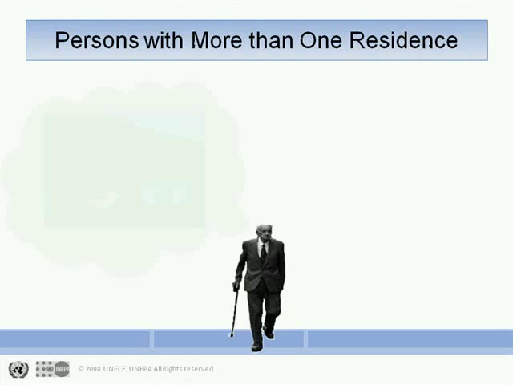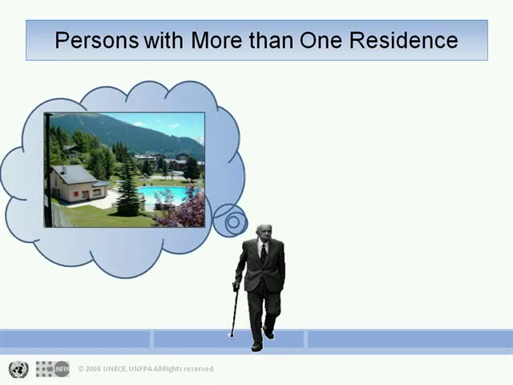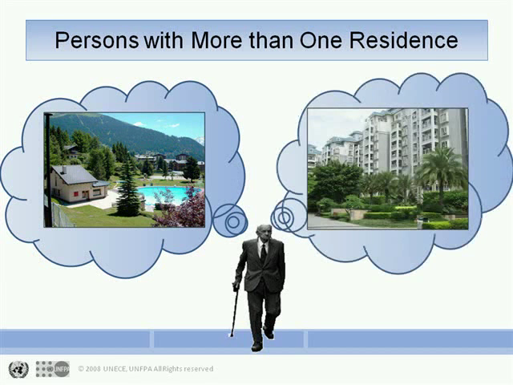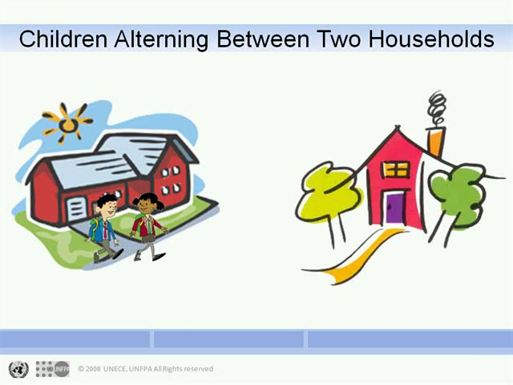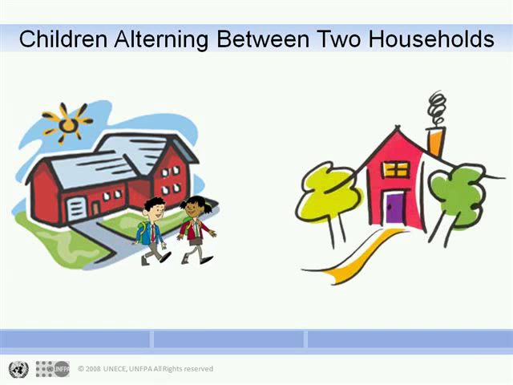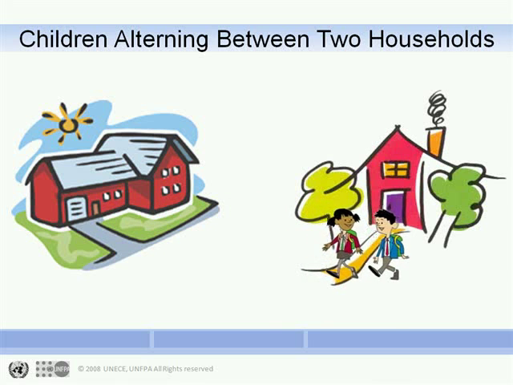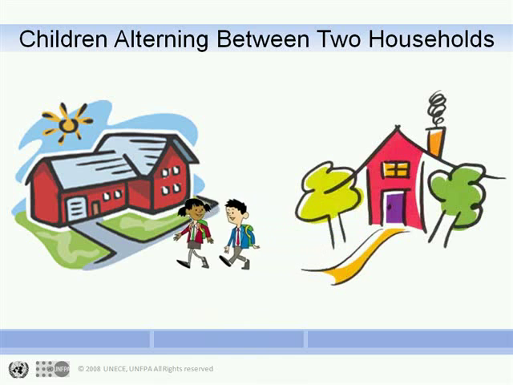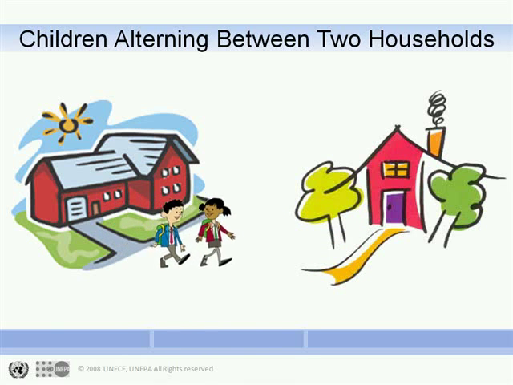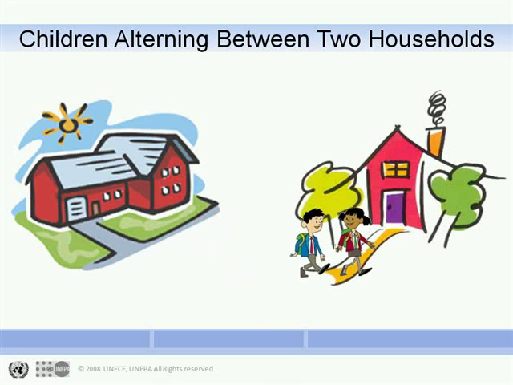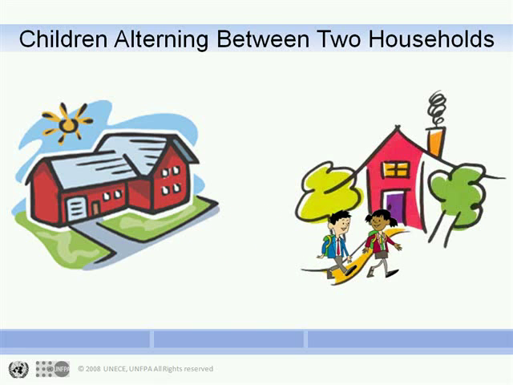People who regularly live in more than one residence during the year should be counted in the place where they spend the most time, irrespective of whether it is abroad or not. If a child alternates between two households, as is often the case for children of divorced or separated parents, then the household where they spend the most time is the place of usual residence. If there is an equal amount of time spent between both parents, then they should be counted at the household where they are on the census night.